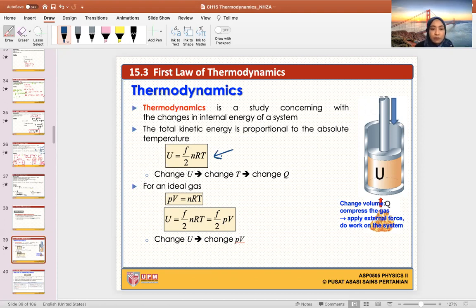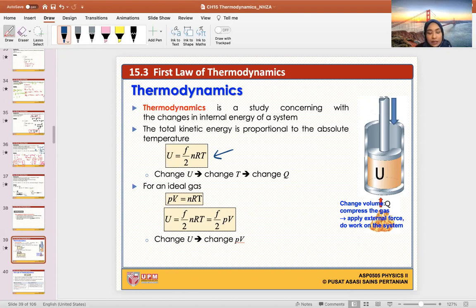U equals F over 2 nRT. So an increase in temperature typically gives you an increase in internal energy. So the change in U is proportional to the change in T, is proportional to the change in Q, etc., etc. So it all gets complicated, which is why we have equations to help us.